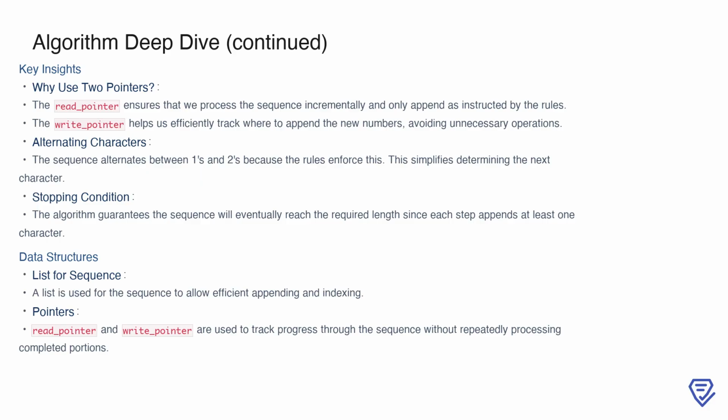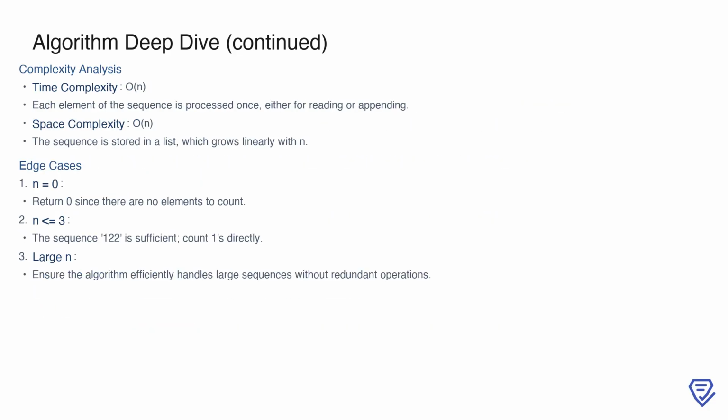The sequence alternates between 1s and 2s because of how the rules enforce this alternation, making it straightforward to determine the next character. Additionally, the stopping condition is guaranteed because each rule ensures we append at least one number with every step. For data structures, a list is ideal for storing the sequence since it allows efficient appending and indexing. The two pointers, read pointer and right pointer, are simple yet powerful tools for managing the sequence without revisiting already processed elements. Finally, let's analyze the complexity and account for edge cases.